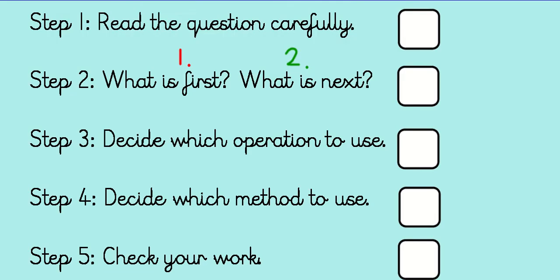So let me remind you how we're going to be successful. We're going to read the question carefully. We're going to work out what is first and what is next. We're going to decide which operation to use, addition, multiplication, subtraction or division. We're going to decide which method to use. You will have seen yesterday that we used different methods, didn't we? We used more than one method each time, and it's a good idea to check our work.